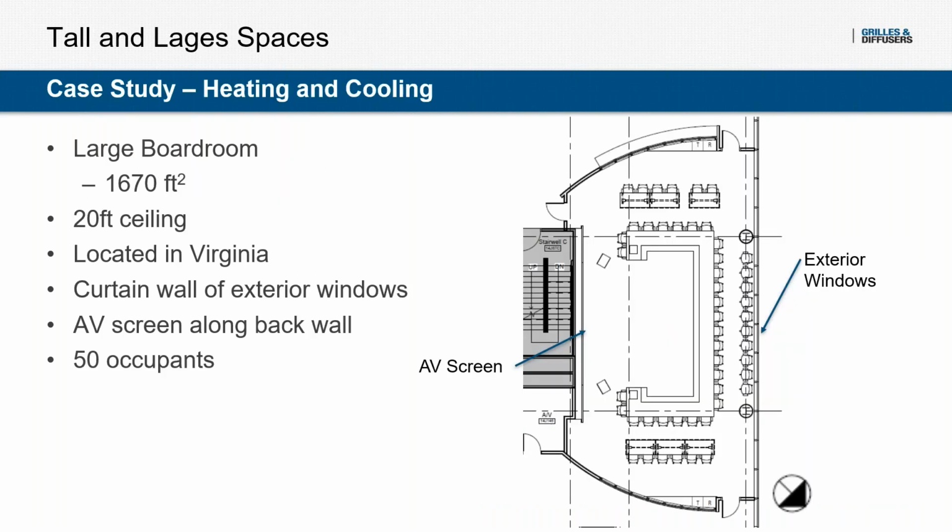So diving right into our first example, which is a large boardroom in Virginia. This boardroom has a very large footprint and has about 50 occupants. The boardroom also has some very tall ceilings, 20 to 26 feet. There were some different elevations in there. It has a large exterior wall made of windows, so again, some solar loads that we're going to have to condition. And there was also an AV screen on the other side.